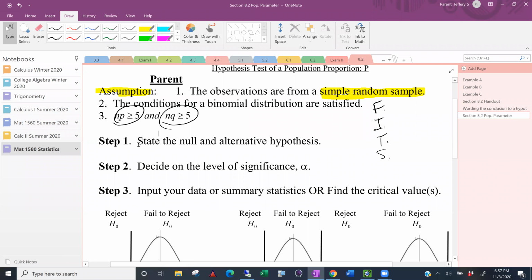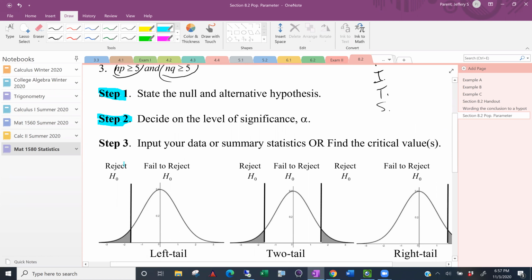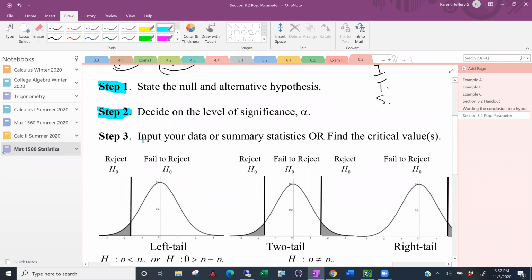And I've modified this to reflect the fact that we're using technology for this. The first step is we're going to state the null and alternative hypothesis. Okay, that we kind of expected. So that's our first step. Decide on alpha. Now, typically that's actually going to be given to you. If it's not, then choose 0.05 or 0.01. Now, for the rest of these, a lot of times I'll give you an or, one or the other. For us in this class, it's always going to be the first one.